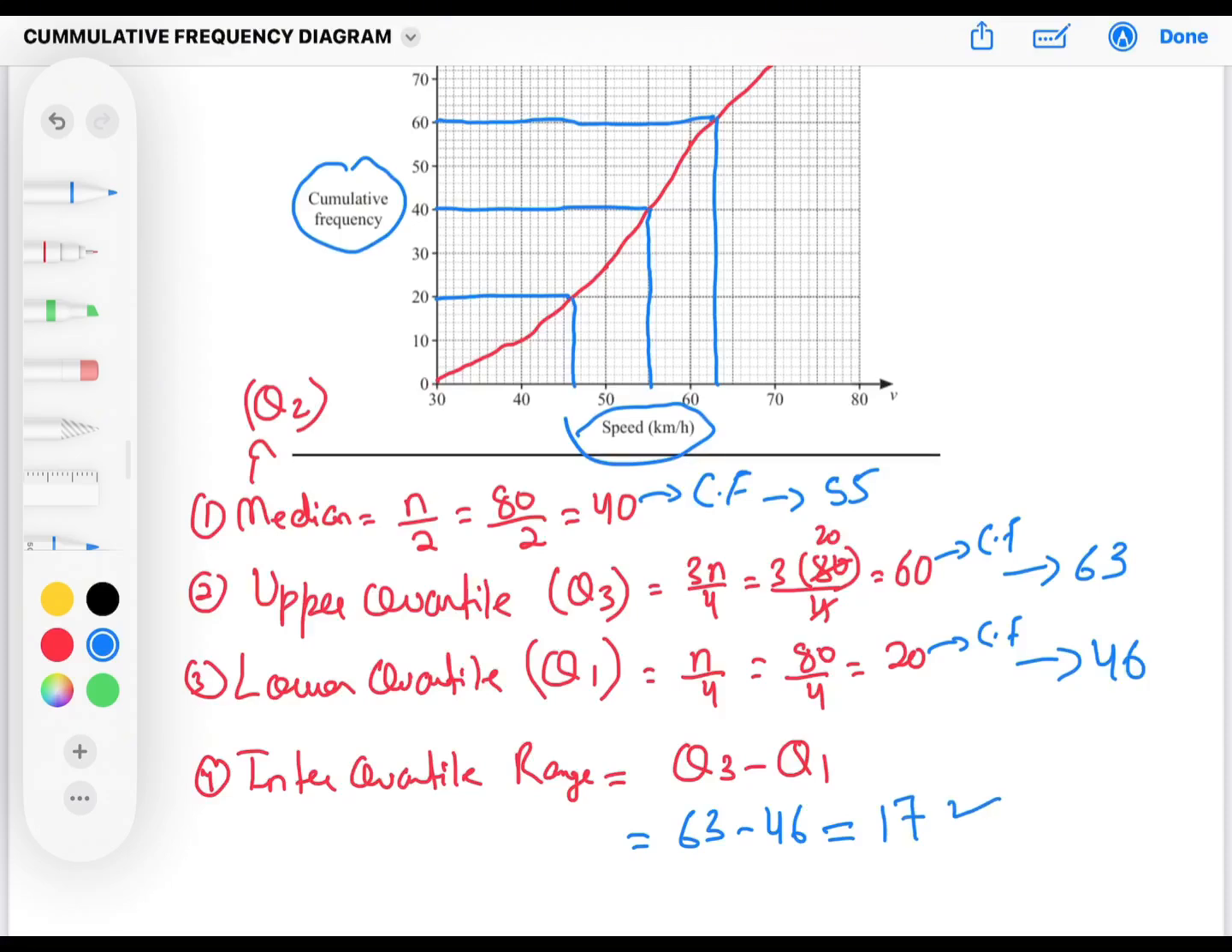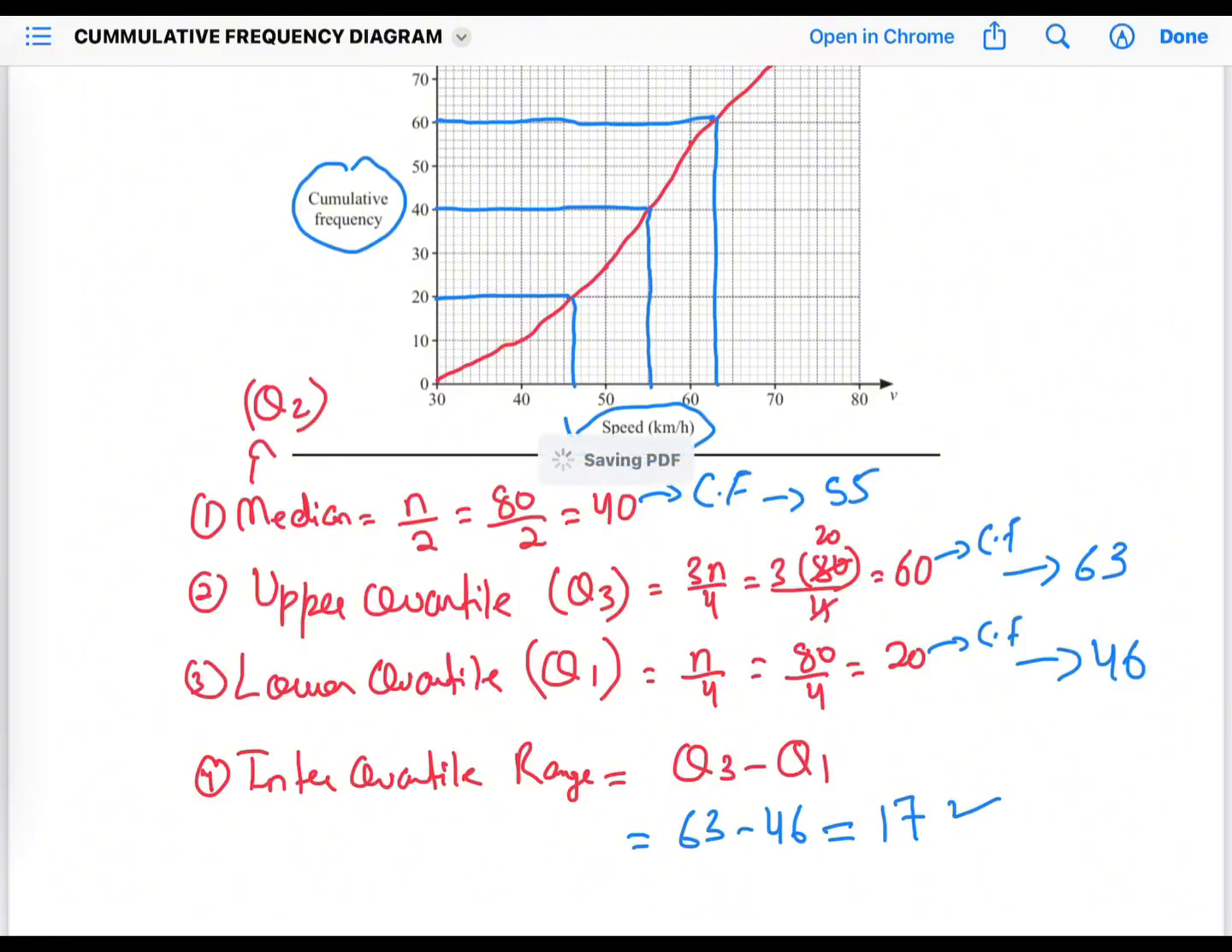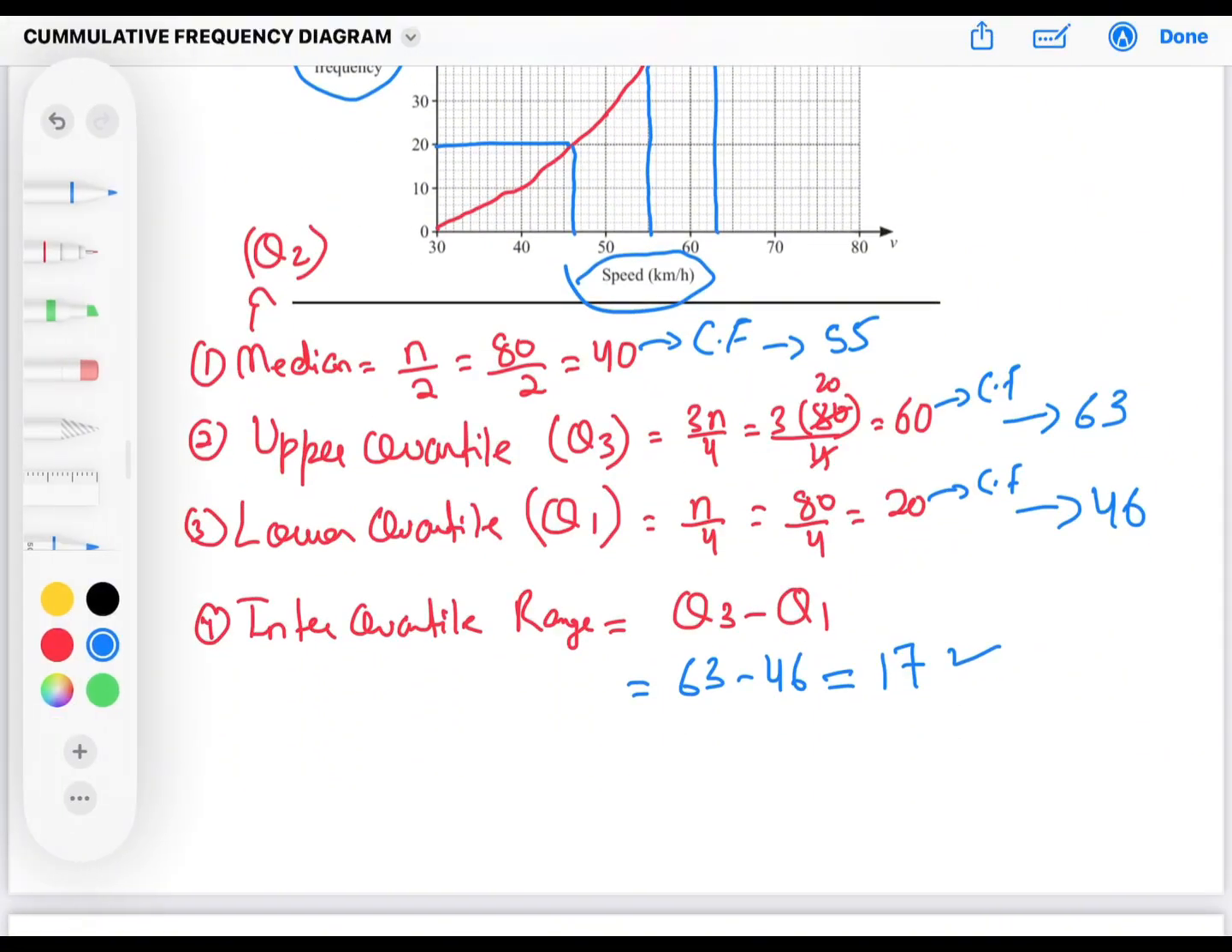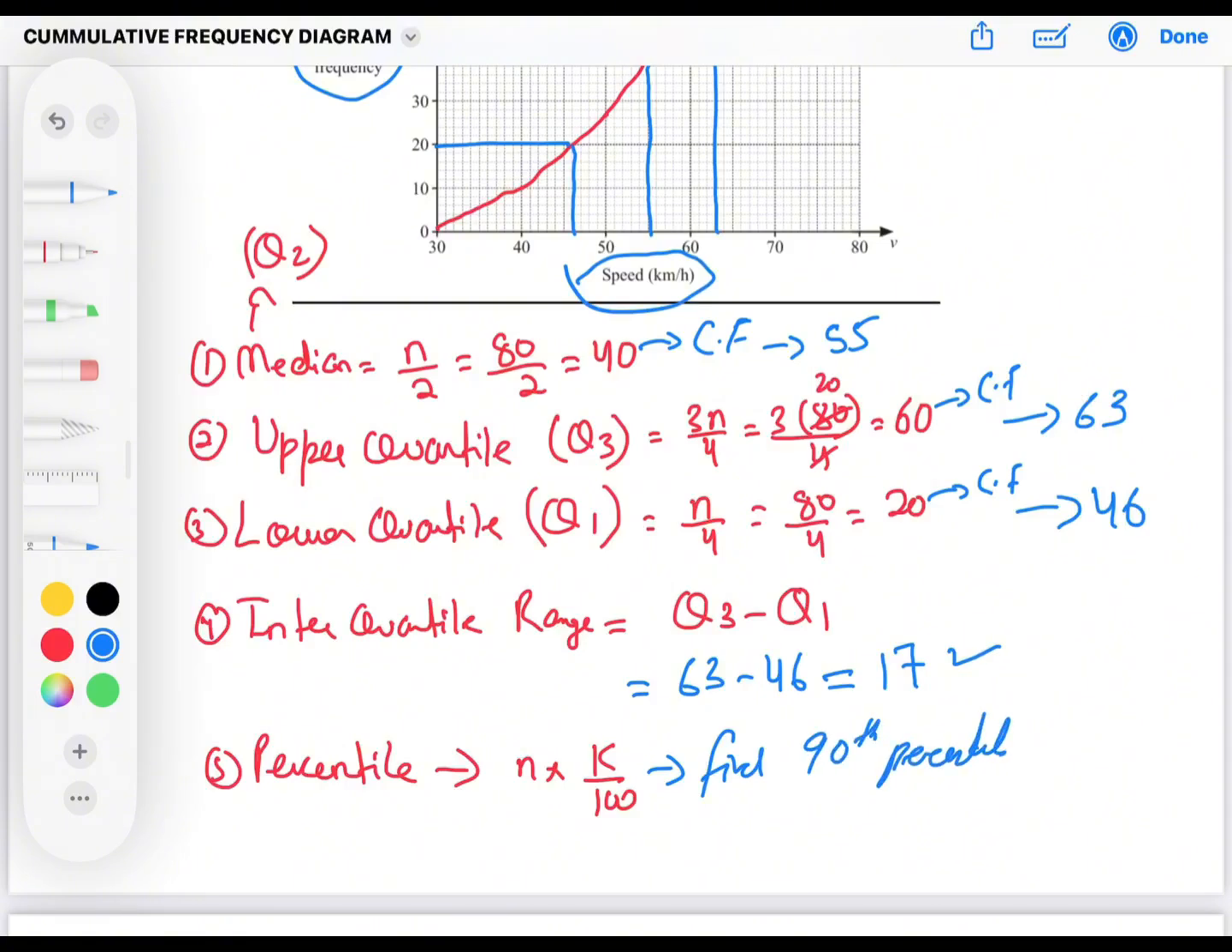Now one more thing we have is the percentile. How can we find the percentile? The formula to find the percentile is n multiplied by k divided by 100. K is the percentile they ask you for. For example, find the 90th percentile. N is 80. 80 multiplied by 90 divided by 100. So the zero will be cancelled out, and it will become 72.